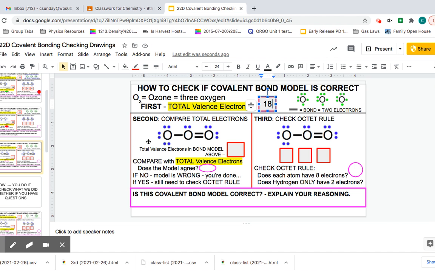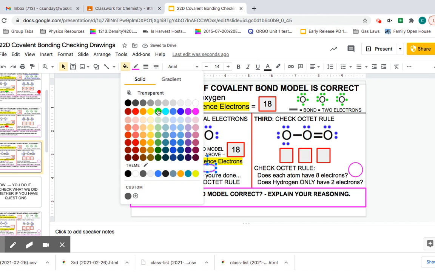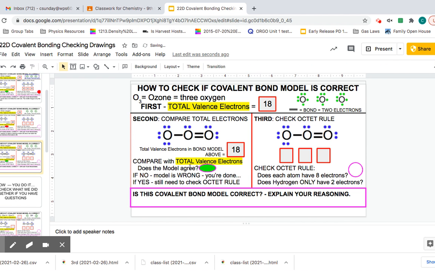So I need to count the number in this image. Each single bond is 2. So each single bond is 2. And then over here we have a double bond, so that's 4. So we have 1, 2, 3, 4, 5, 6, 7, 8, 9, 10, 11, 12, 13, 14, 15, 16, 17, 18. So do these match? Yes. These match, so this gets colored green. And then I need to check the octet rule. I'm not done. I can't say this is correct because I still need to check octet.